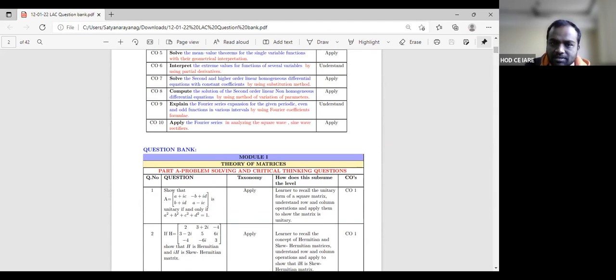Okay, show that the matrix A = [[a + ic, -b + id], [b + id, a - ic]] is unitary if and only if a² + b² + c² + d² = 1. Unitary is nothing but, we know the definition of unitary. So we can write the unitary definition here. Unitary means A^θ A or A A^θ.